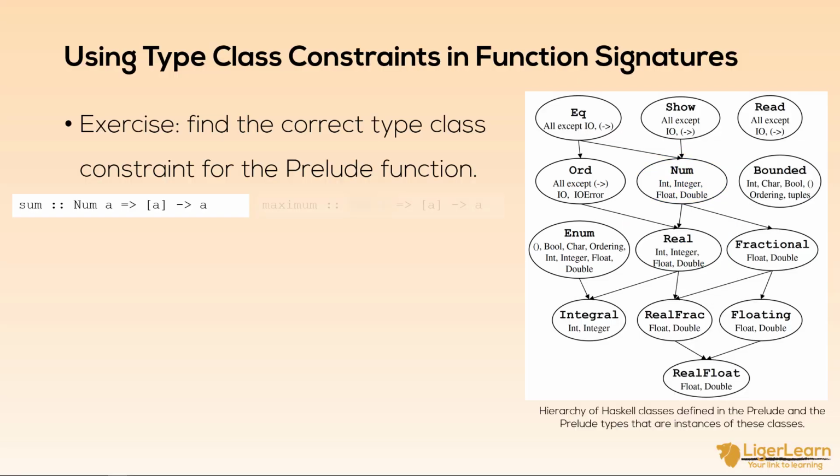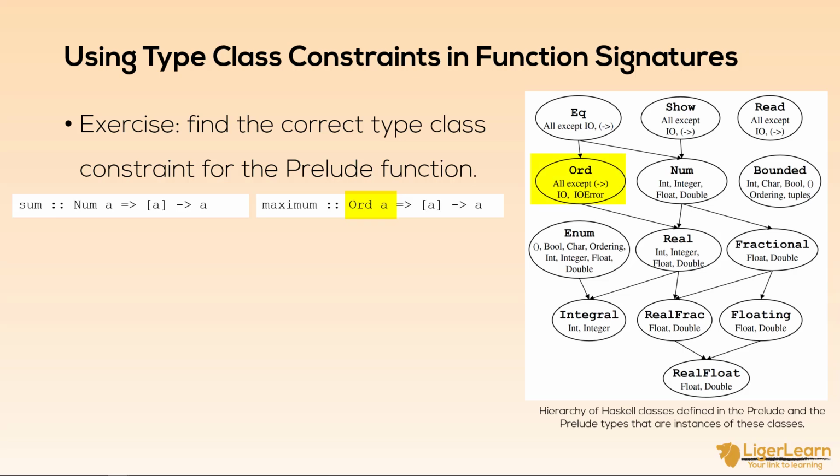The second function is maximum, which again takes in a list of any type and returns that type. What should the type class constraint on this function be? If you guessed Ord, then you are correct.